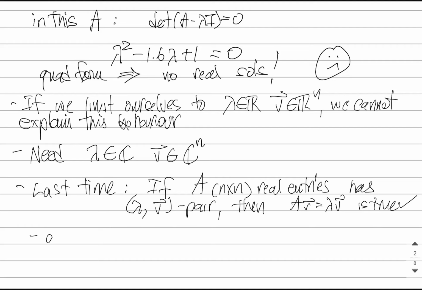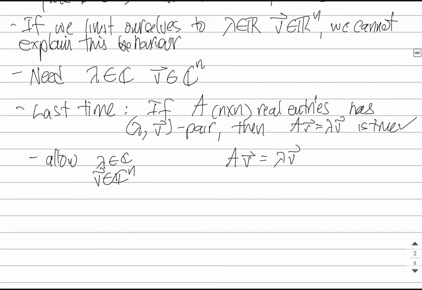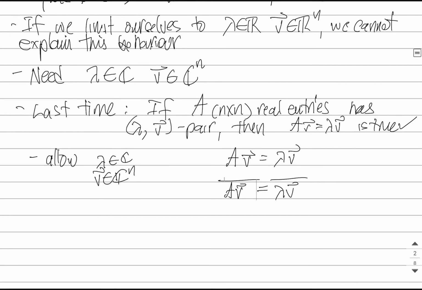So if we are going to allow lambda to be complex, and if we're going to allow an eigenvector to also have complex entries, we're going to take this equation that we know is true, and then take the complex conjugate. Now, complex conjugation is just this operation where you take the imaginary part and you change its sign. It turns out there are some properties of complex conjugation. If you're ever to take the conjugate of a product, it's going to be the product of conjugates. If something is real valued, its complex conjugate is just itself.